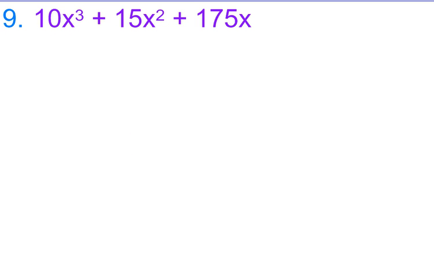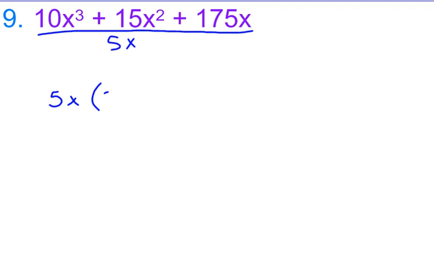The last one we're going to do together is number 9. This one, do I have a greatest common factor? Well, number-wise, I see that I could divide by a 5, right? So all these can be divided by 5. And then I look at the variables and I see that I have an x in every term. I will take the lowest degree of my x. So x to the first is the one I can take out. So I'm going to divide everything by 5x.